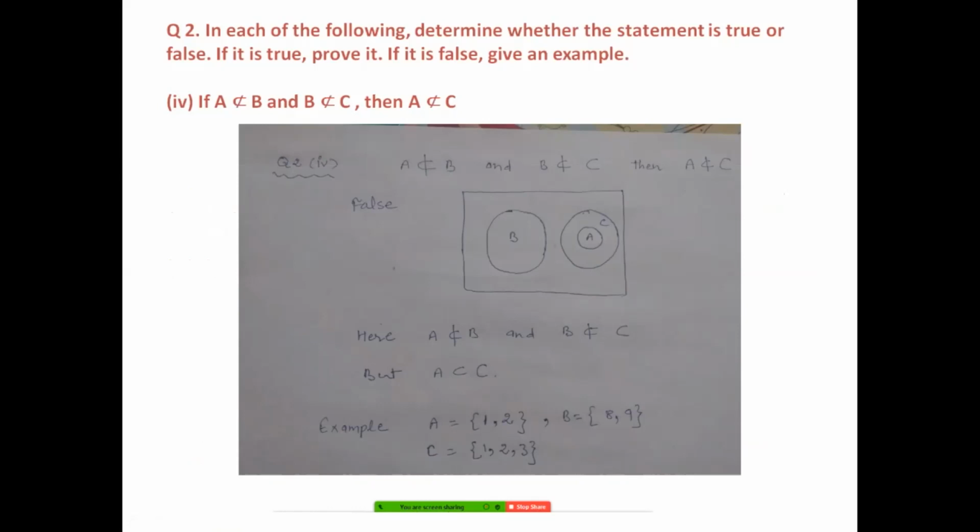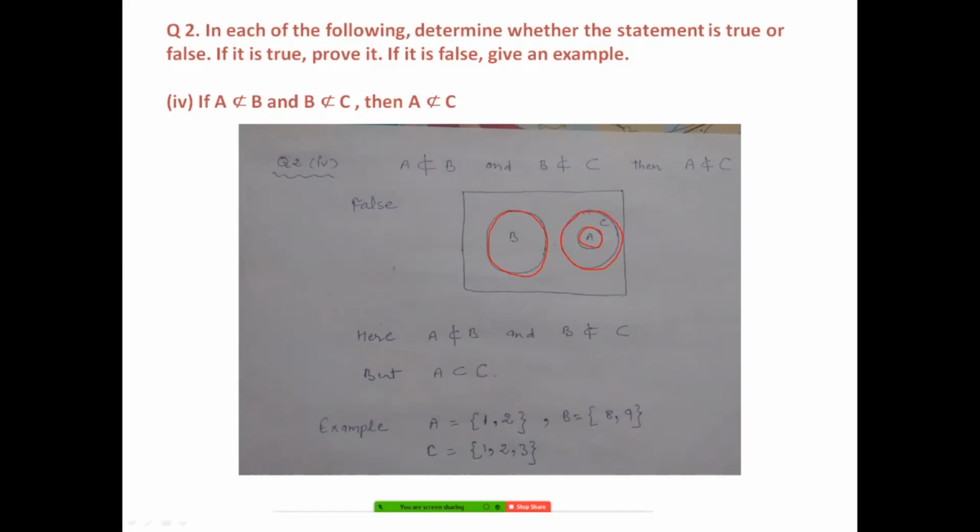Fourth part of the question: A is not a subset of B. Suppose A is here at a different place, and B is here. So what is the meaning of this? A is not a subset of B. Similarly, taking B not a subset of C, B is here and C is here.